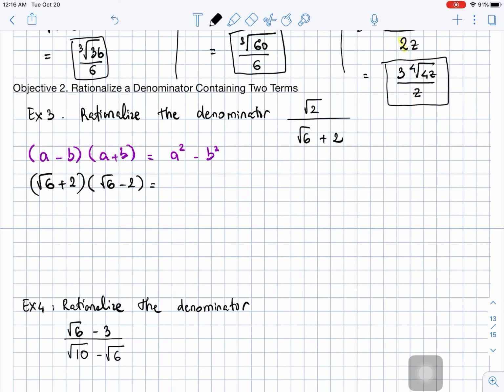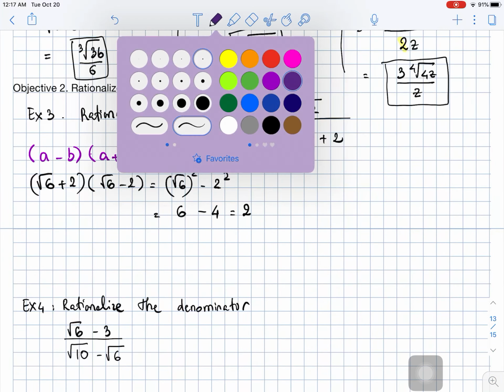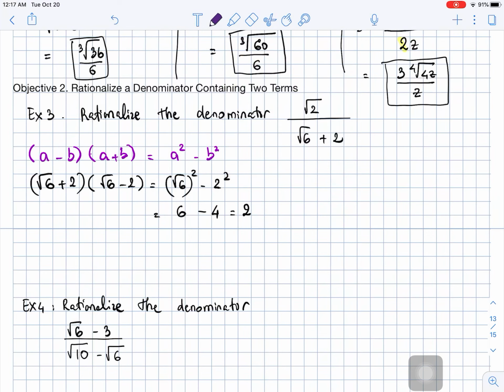You will apply the formula so that you get a squared minus b squared. So in this case, in the denominator, what we have is square root of 6 plus 2. Then the conjugate of square root of 6 plus 2 is square root of 6 minus 2. Then we apply the formula, we get a squared minus b squared. So square root of 6 squared minus 2 squared. Square root of 6 squared is 6, because the 2 and the index cancel out. So you get the 6, you remove the radical. And then minus 4. Then you get the answer, which is 2.